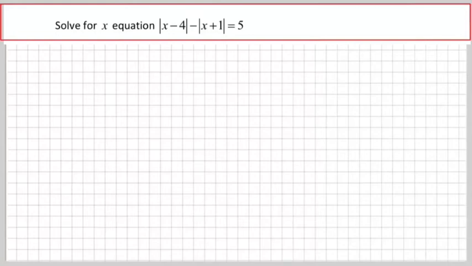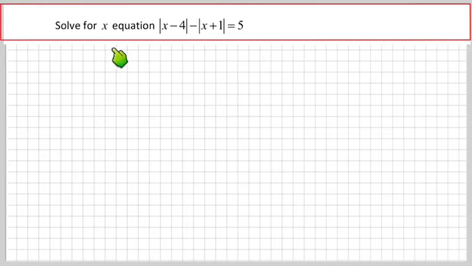Hi guys, I've got a very naughty little problem for you today. It's a modulus question and it looks extremely difficult, but it becomes very easy if you just have the presence of mind when dealing with modulus functions to express them as piecewise or hybrid functions. And if you do that, it all has a happy ending.